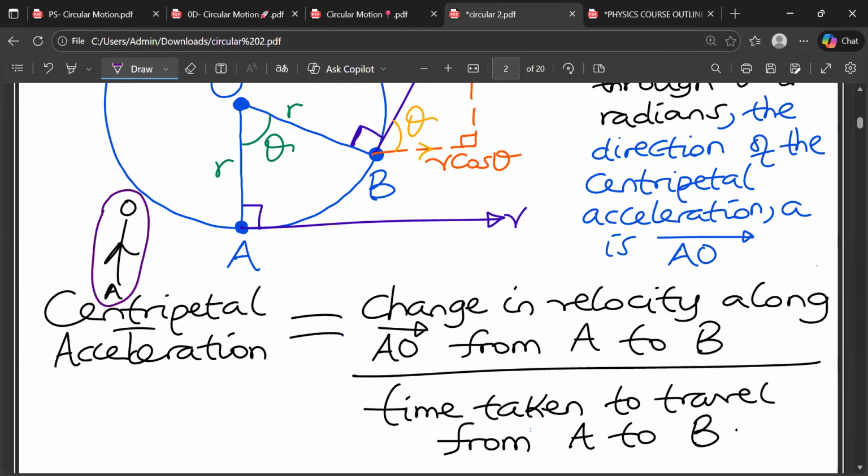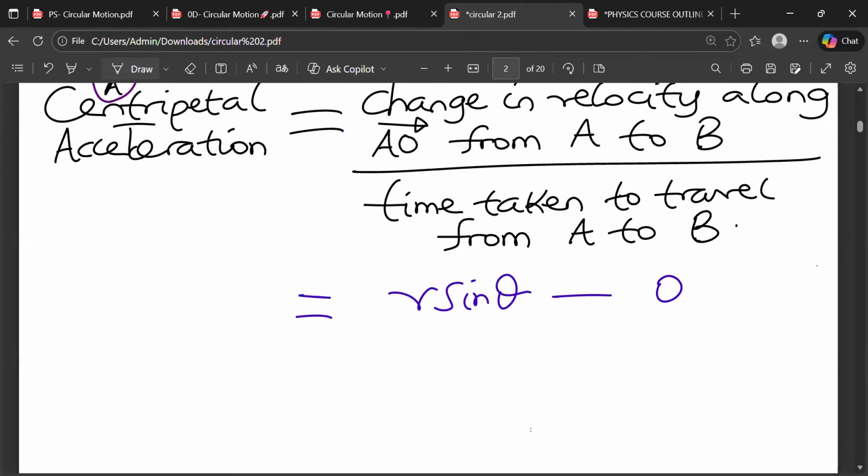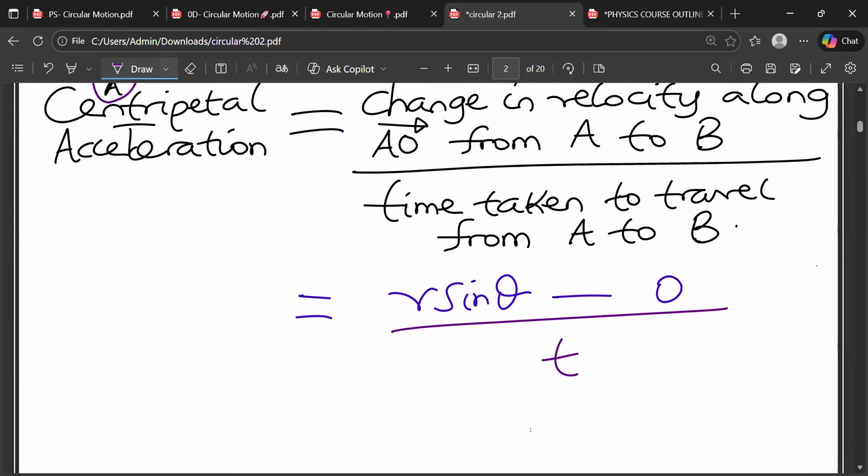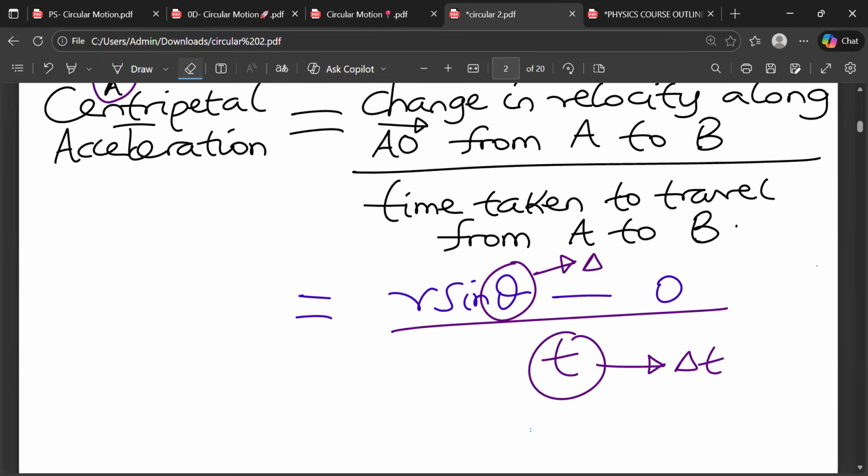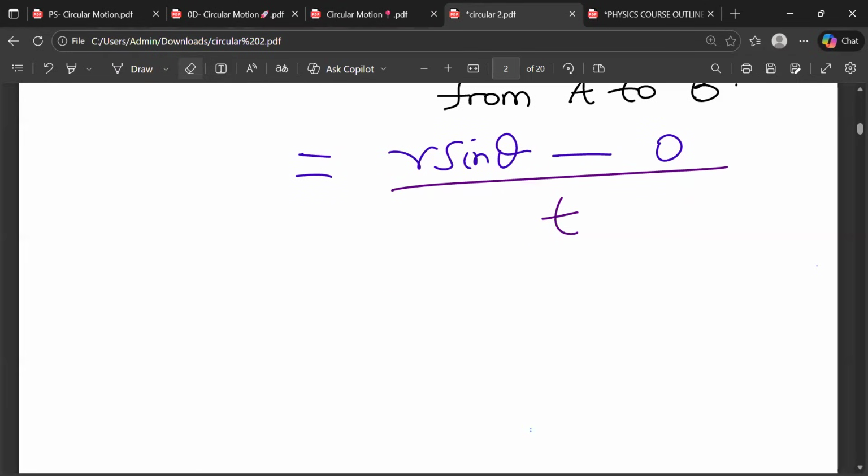So v sine theta minus 0 out of the time t. Have it in mind that when you decide to use delta theta, you're supposed to also use delta t. But it is the same thing. That is your choice as a physics student. But since we used theta and t in the previous lesson, I'm also going to use that. Now, mathematics. Remember, our theta is a very small angle in radians.